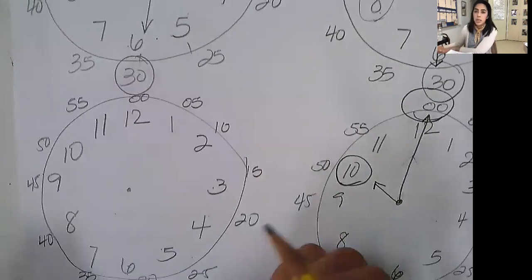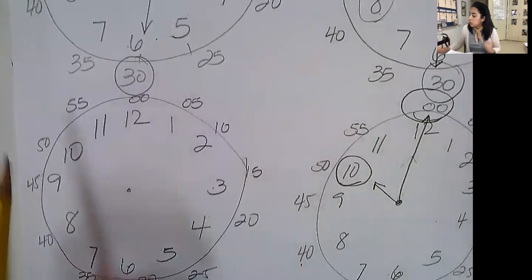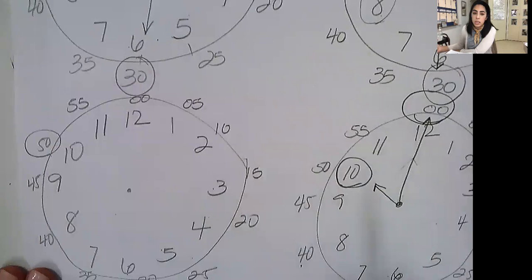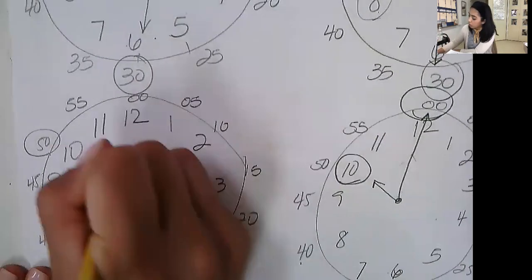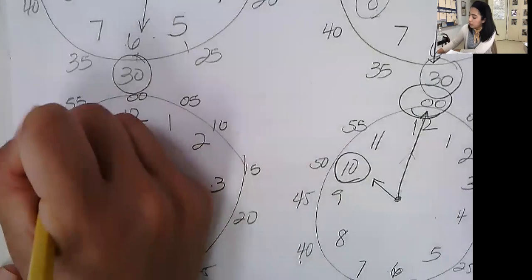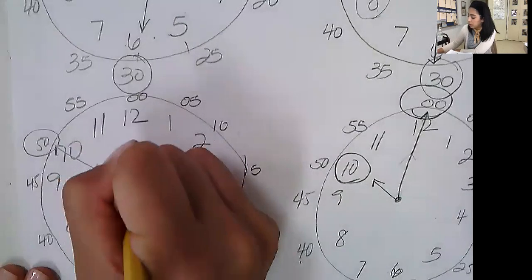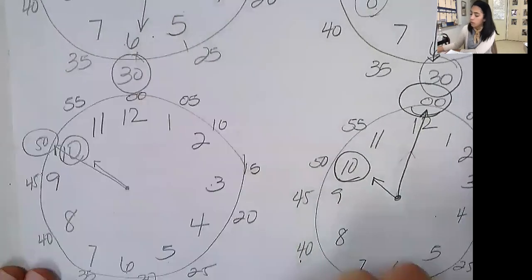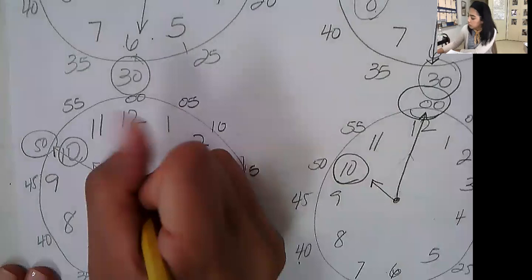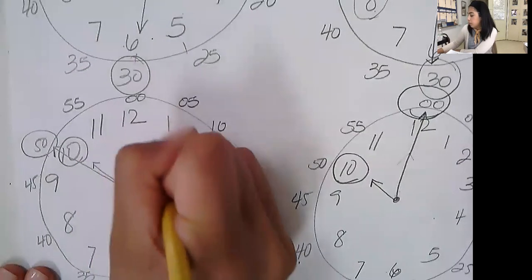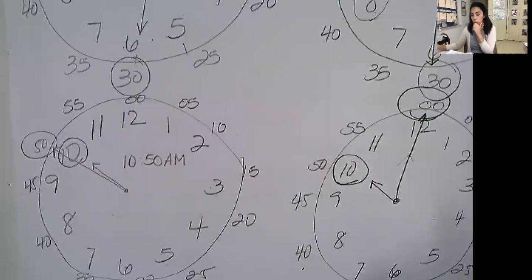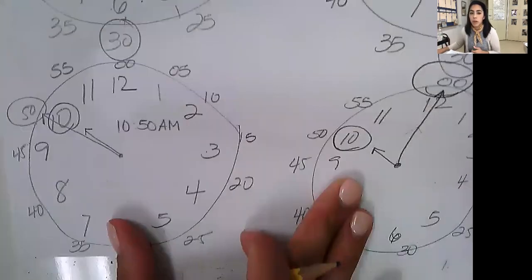I said it was 10:50. So I see the 50 right here. It's the minute hand. So I'm going to have my long one point to the 50. And it's also 10, so my little hand is going to be pointing to the 10. Okay, 10:50 a.m. Good job. Go ahead and put pause if you need a little bit more time filling that out.